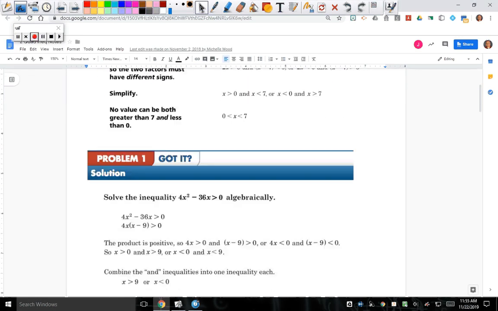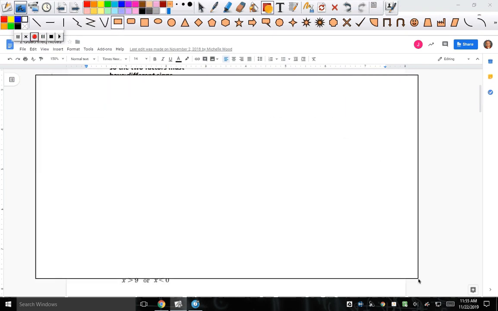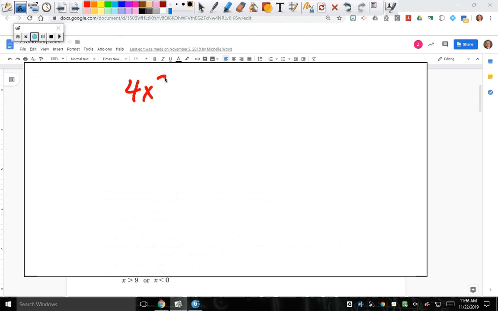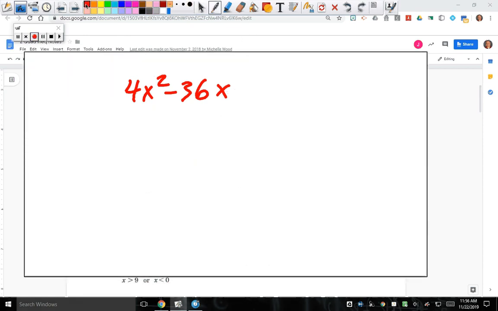So our next practice we're going to look at together is this one right here. So 4x squared minus 36x. Okay? And it was saying is greater than 0. And the way I want you to read this is, when is this graph positive? You're with me? That's really all we're doing. So if I looked at that, let's go ahead and factor. What do we have to factor out? 4x. What's left over? x minus 9. And then it's positive.